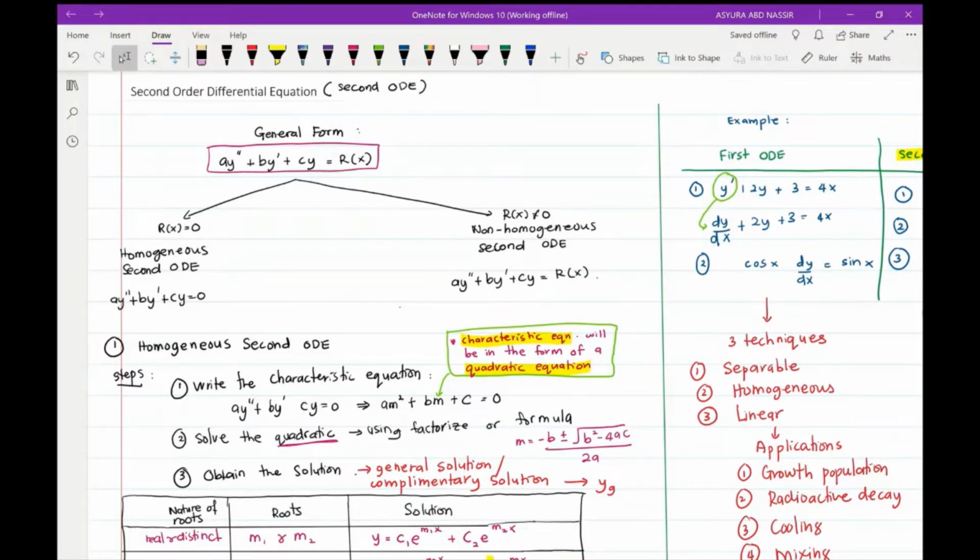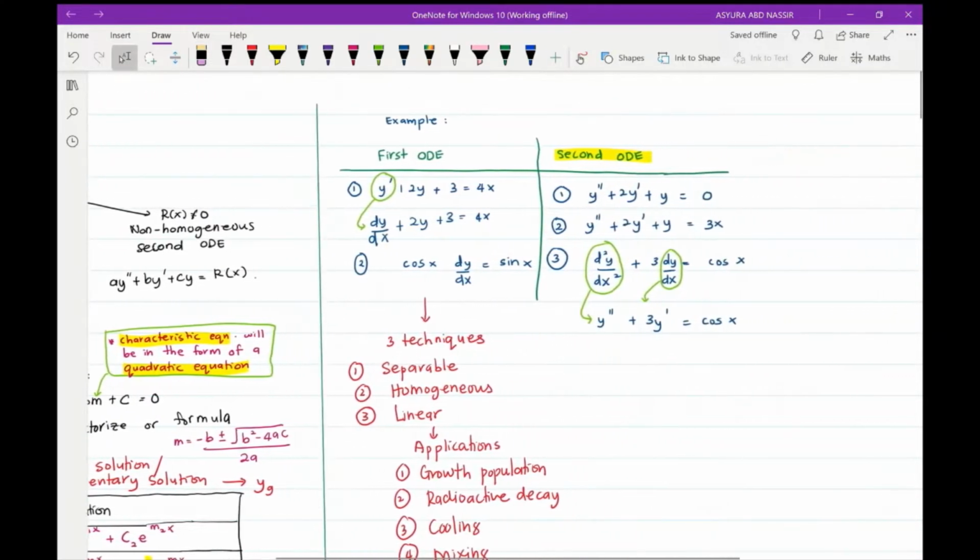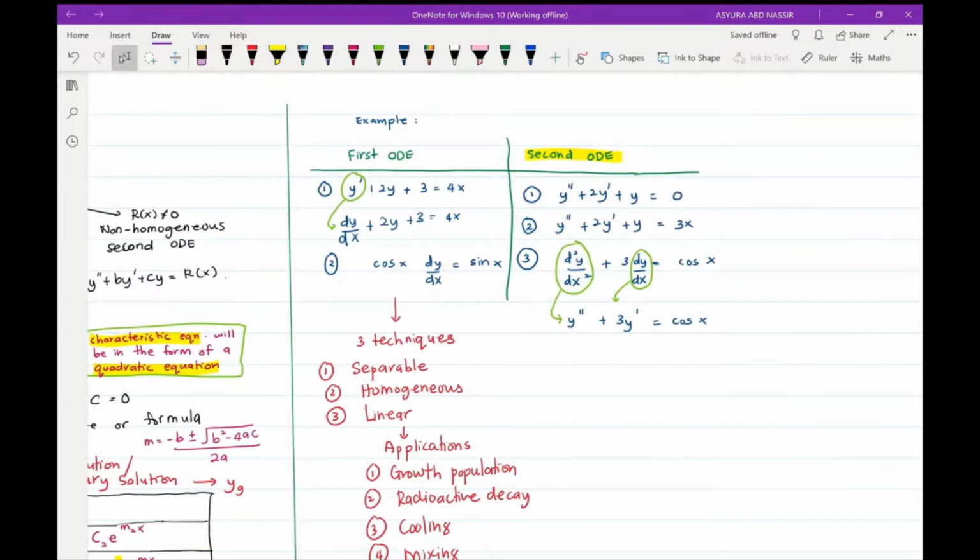Alright, so for today we will continue with second order differential equation. Before that, let's see the examples that we have learned before this. So we have first ODE. For the first ODE, the highest order of the derivative in your equation will be first order. If you write it in the form of prime, the highest order is y prime. For example, we have the first one: y prime plus 2y plus 3 equals 4x.